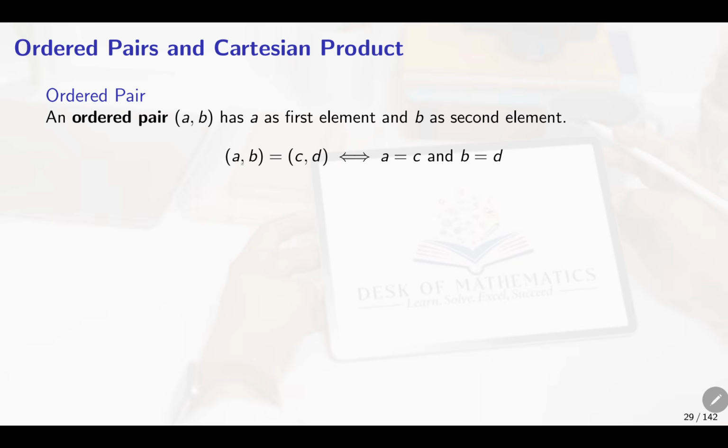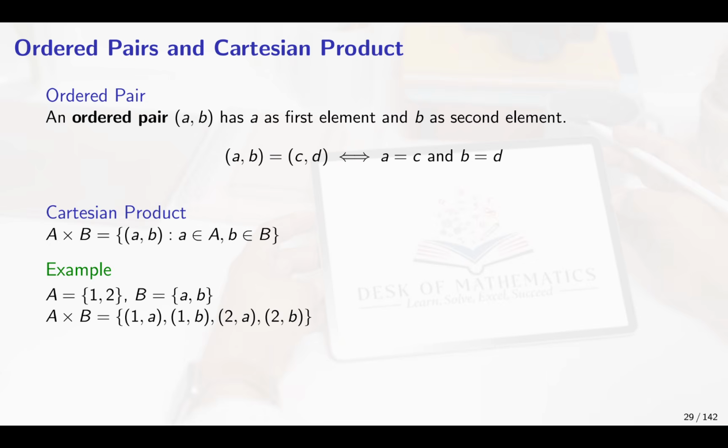If two ordered pairs are equal, that means the first coordinate A is equal to the first coordinate C, and B is equal to D. Okay, what's the Cartesian product? The Cartesian product is the set of all these ordered pairs that we have already discussed. So if A and B are given, you can define it.